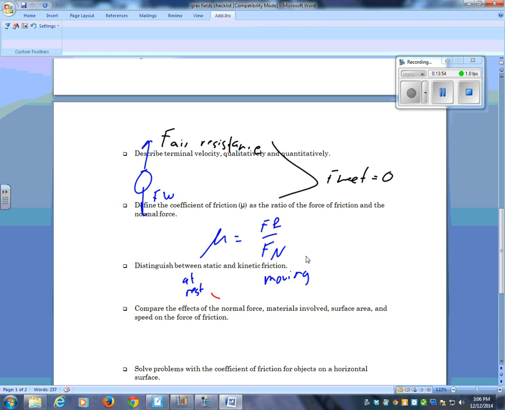Static friction is always greater than or equal to kinetic friction.